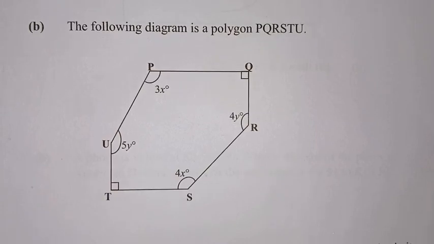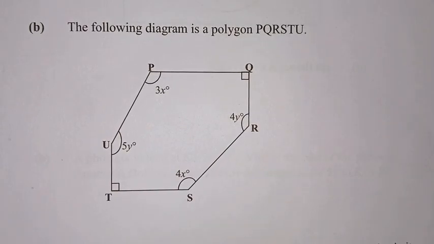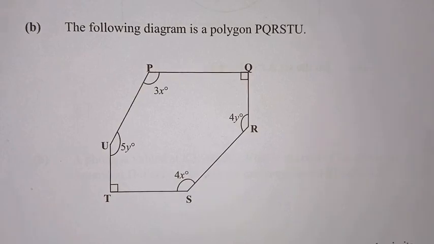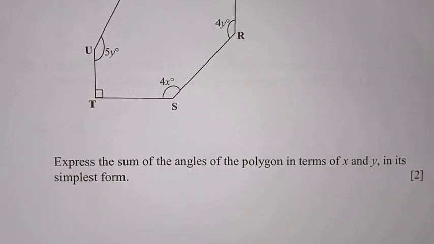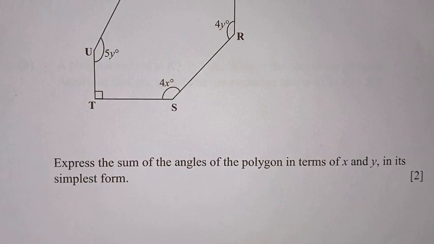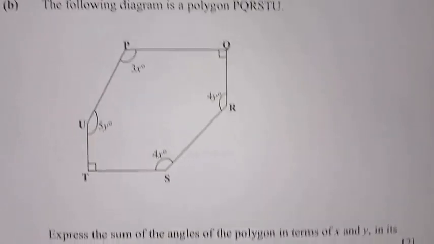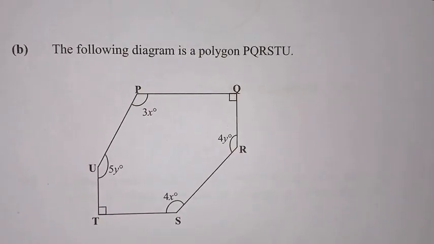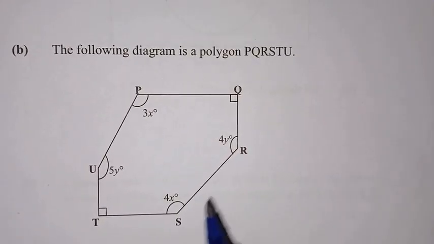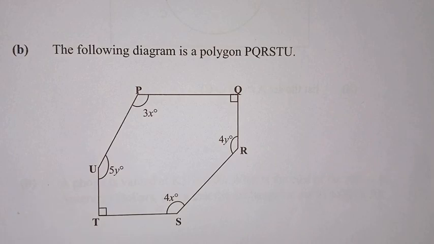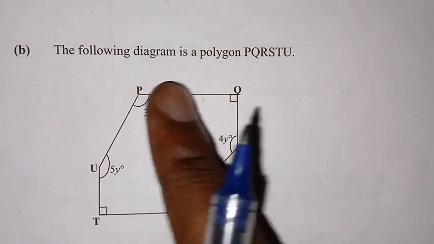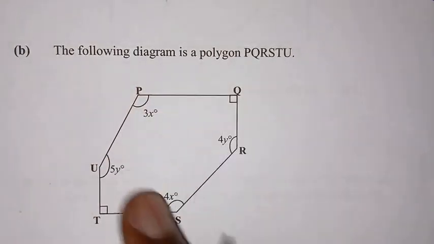Now let us go to this question that I told you that we should be doing. So when you look at this question here, the following diagram is a polygon, as you could see here. But what is the question? The question is: express the sum of the angles of the polygon in terms of x and y in its simplest form. So what we're supposed to do here is to add all these angles and equate them to the sum of interior angles of this polygon.